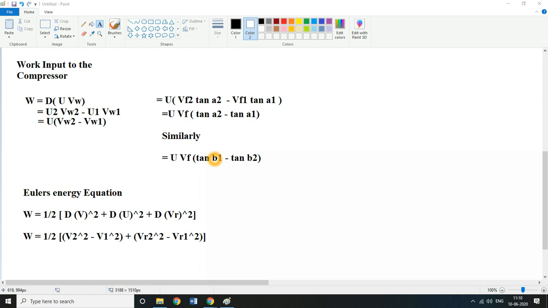So it is tan alpha 2 minus tan alpha 1 and tan beta 1 minus tan beta 2. Okay. And from Euler's energy equation, work input can be written as half of the differential of absolute velocity square plus the differential of rotor velocity square plus the differential of the resultant velocity square. Since U2 minus U1 is 0, because U2 is equal to U1, we'll eliminate this term. The only remainder is half of absolute velocity at outlet square minus absolute velocity at inlet square, plus the resultant velocity at outlet square minus resultant velocity at inlet square. So these are the terms you can use for work input to the compressor.